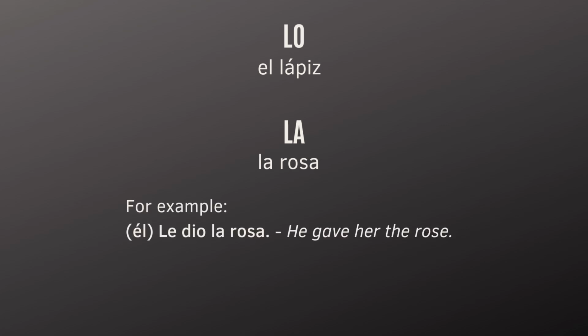We've been using lo so far as our direct object because we've been talking about a pencil, el lápiz. It's a masculine noun. Now, if we want to use a pronoun to replace a feminine noun, like la rosa, then we simply need to use la instead. For example, le dio la rosa. He gave her the rose. Let's shorten that. He gave it to her. Se la dio. La, because we're referring to a rose.